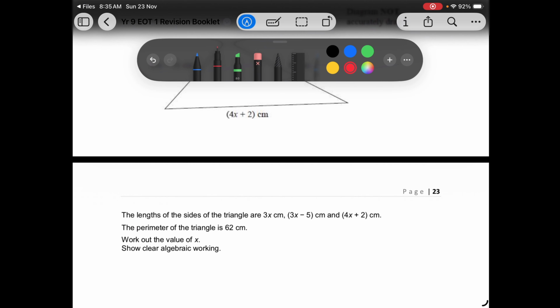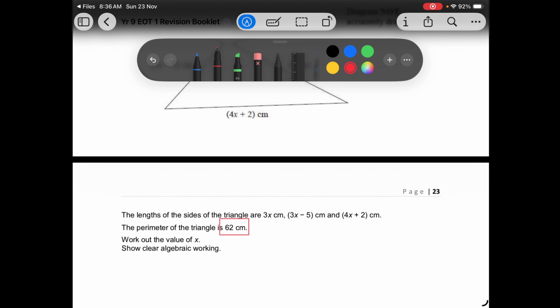And they told us that the perimeter of the triangle is 62. So this is an important thing to take into consideration. Okay, work out the value of x and show clear algebraic working.